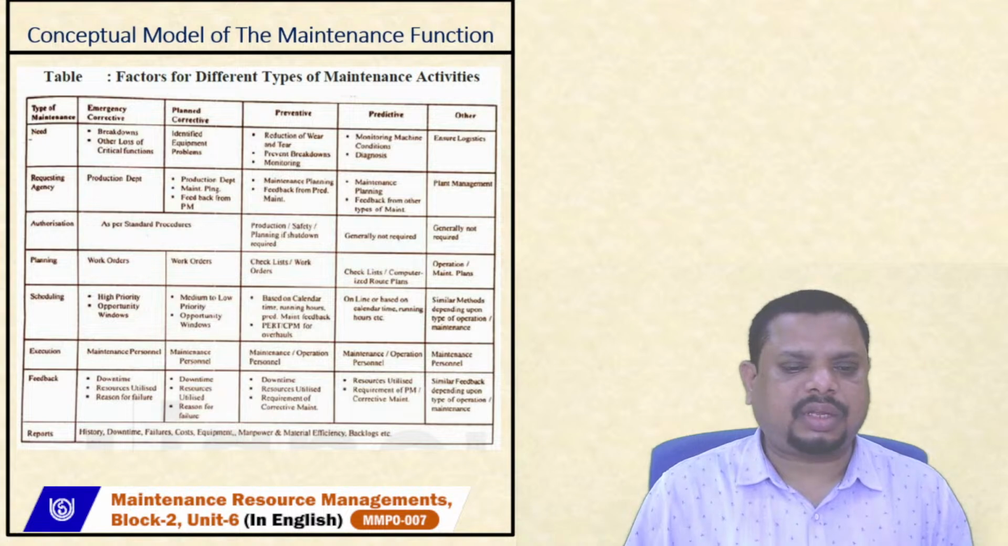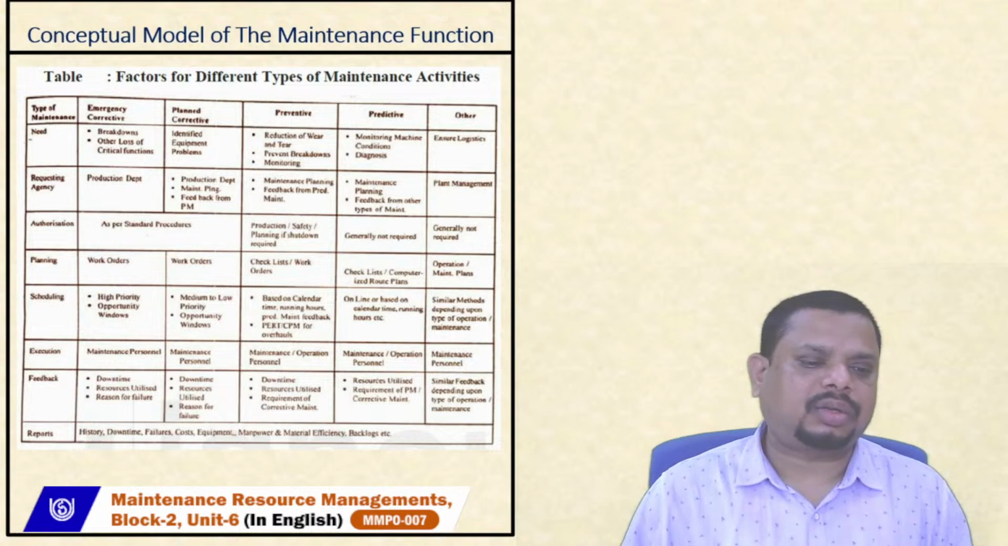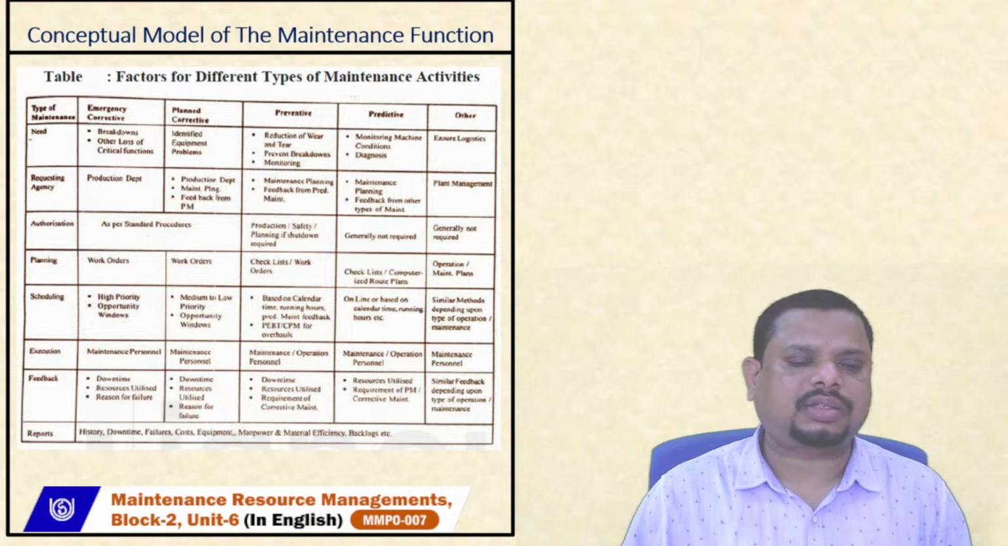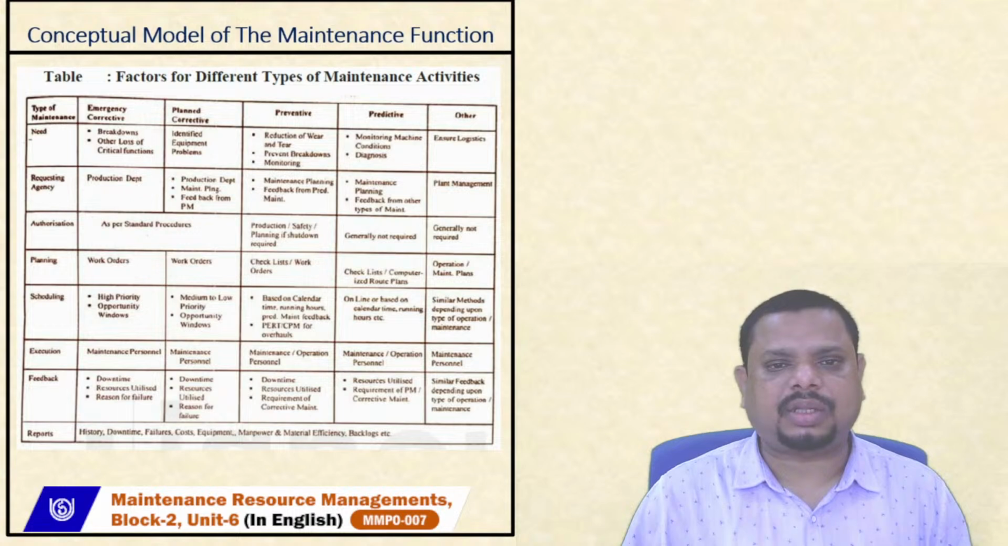And in case of feedback, you have to go for collection of resources utilized, and the requirement of predictive maintenance or corrective maintenance. Similarly, just like your emergency corrective maintenance plan, you have to keep the history of that predictive maintenance. Then the report about downtimes, failures, cost, equipment, manpower, and material efficiency and backlog should be mentioned in the report. And that report is directly sent to the top level of management for review.